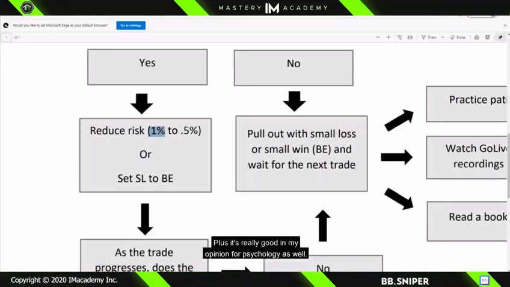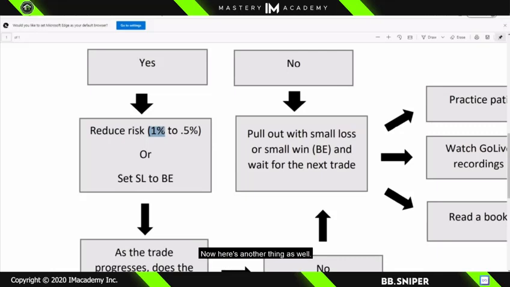Plus, it's really good, in my opinion, for psychology as well. If you're about to go to bed or about to go to work, something of that nature, I think it would be effective or positive to be able to look at your MetaTrader 4 and say, okay, I'm risking X amount, but now it's half of that. So I guess I would feel a little bit better going to work or doing something else, knowing that there's not as much risk on the table as originally anticipated. So there you have it.